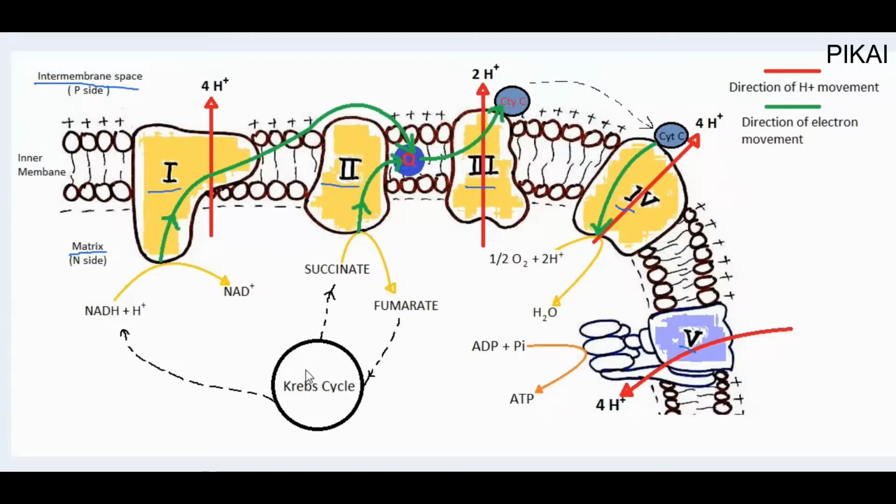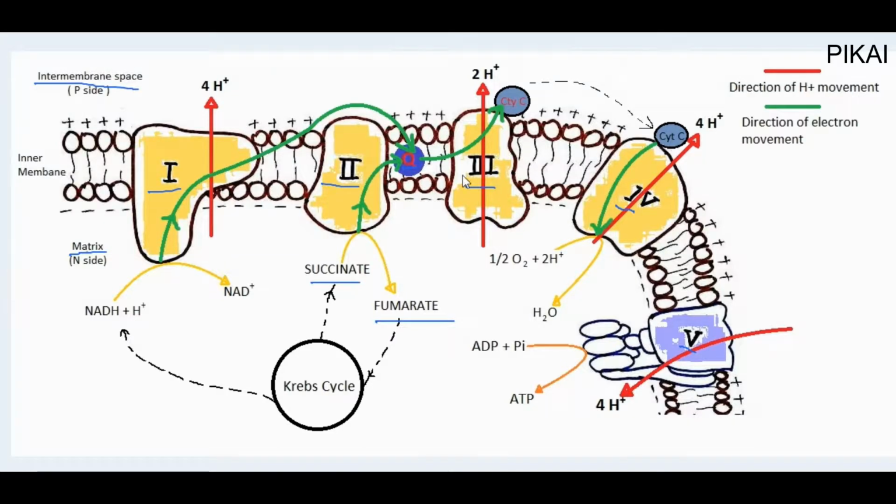Simultaneously, there is another reaction in the Krebs cycle, the conversion of succinate to fumarate. During this conversion, there is liberation of two hydrogens and two electrons, and this electron is again transferred to another molecule of ubiquinone. So ultimately both complex 1 and complex 2 give their electrons to the ubiquinone, which is a mobile electron carrier, and this ubiquinone gives them to complex 3.